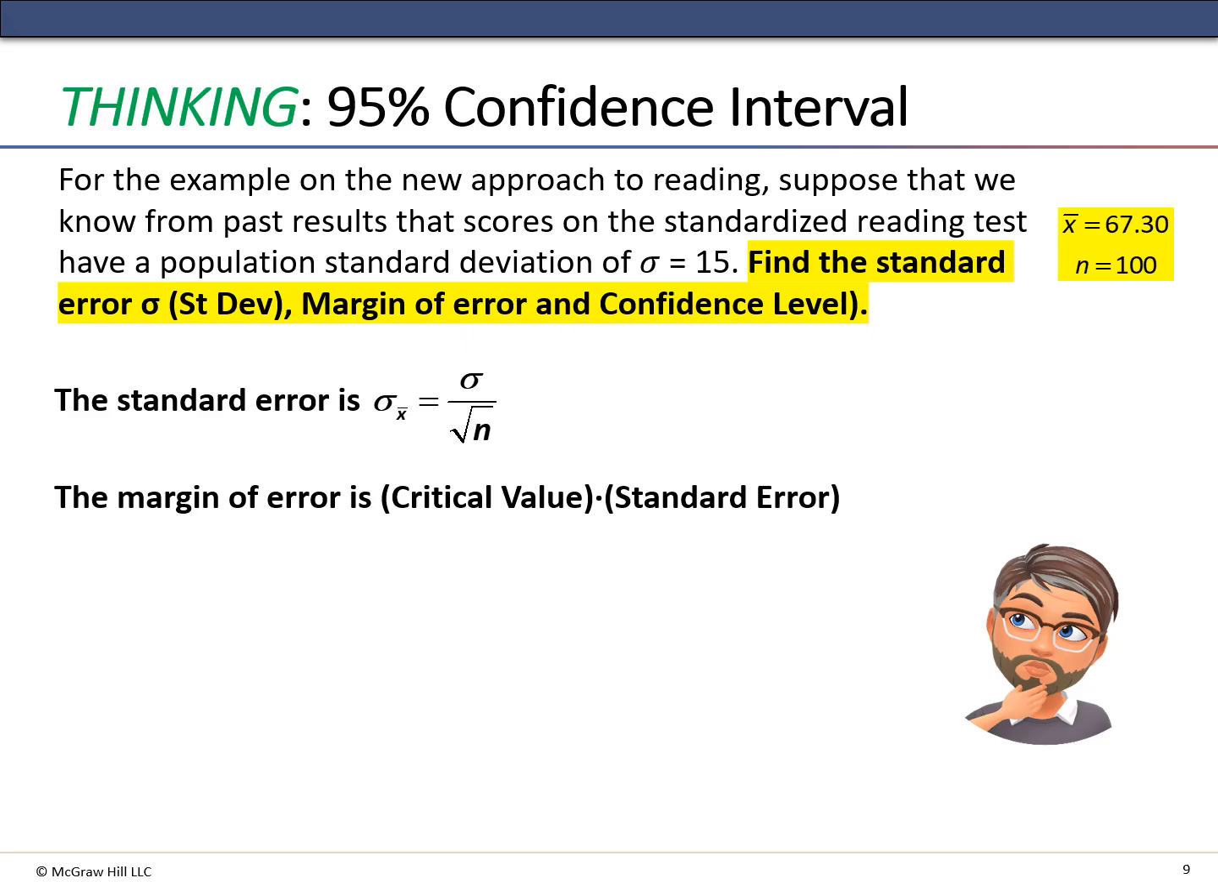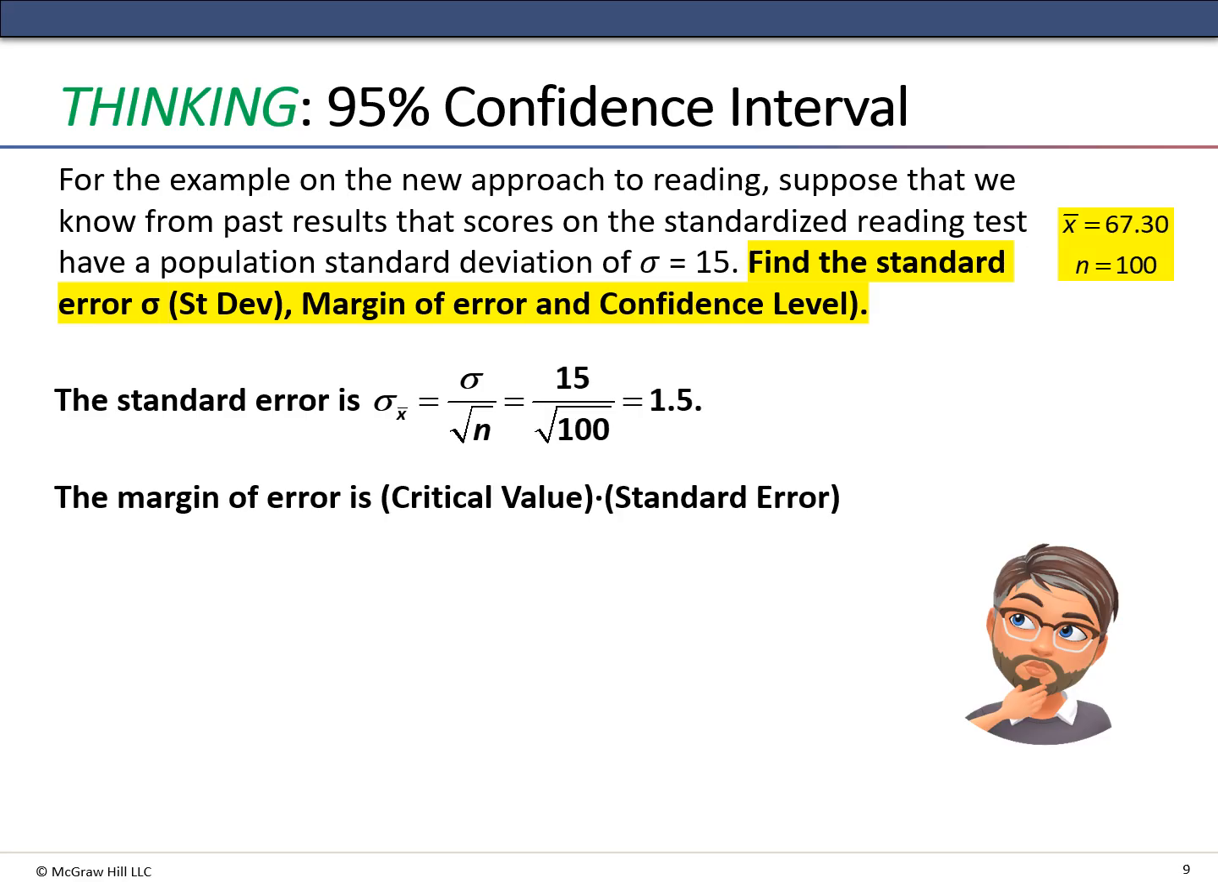For the example on the new approach to reading, suppose that we know from past results that scores on the standardized reading test have a population standard deviation of 15. Find the standard error, the margin of error, and the confidence level. And I've given you those formulas here. The standard error is simply, remember from before, the population standard deviation over the square root of the sample size.